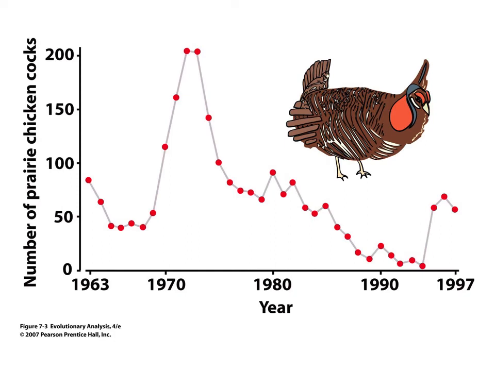This graph shows the chicken populations in the sanctuaries during the 1960s, and what we found is that when we actually protected the chickens and set aside habitat for them, they initially responded fairly well to it. In 1970, the population grew to 200 prairie chicken males, prairie chicken cocks, right? But then you see a dramatic decrease from 1970 to 1980, continuing through the 90s.